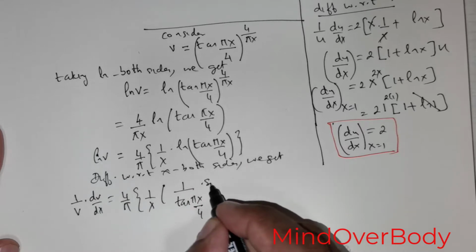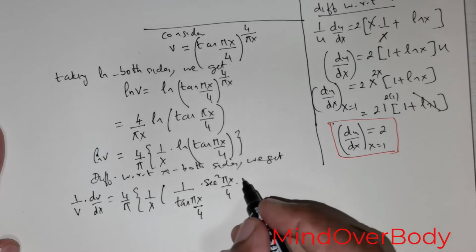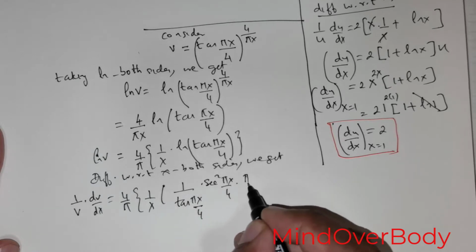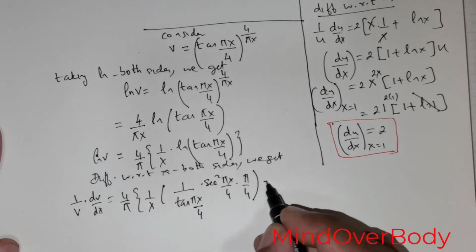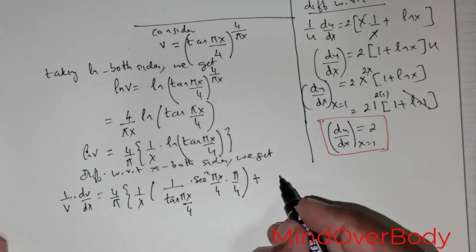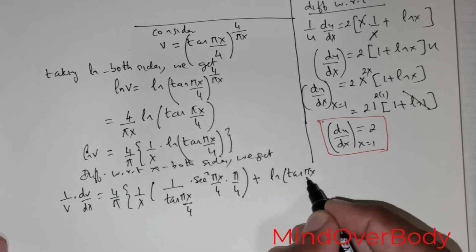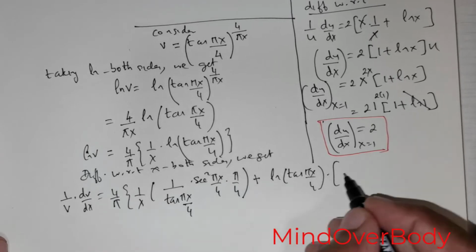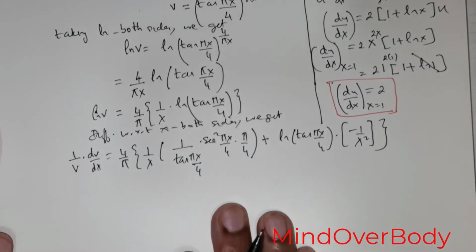Differential of tan is secant squared pi x over 4 times differentiation of pi x over 4, that's going to give me pi over 4. So this is for one particular quantity. Positive differentiation of 1 over x, so this is going to be ln of tan pi x over 4 times differentiation of 1 over x is negative 1 over x squared. So this is what I've got.